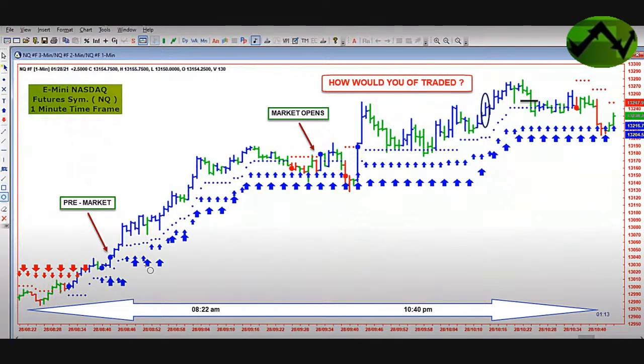Now, I'm not going to focus on profit right now. I'm just focusing on getting in and getting out, and what my strategy is here.